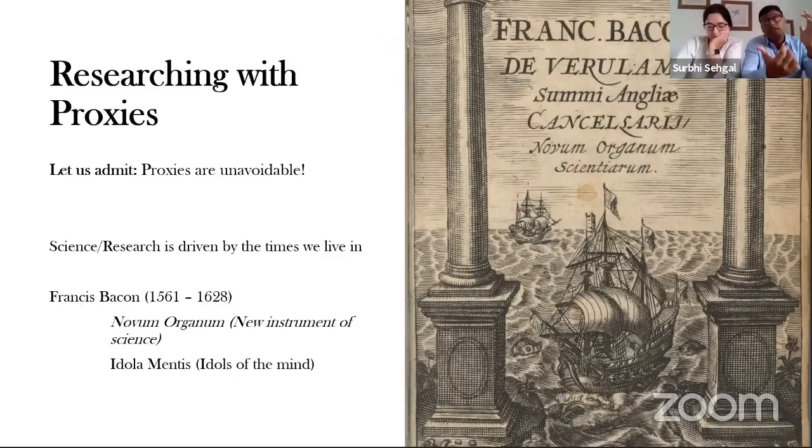Something that Surbi alluded to already is that research is shaped by the times that we live in. In fact, the whole discussion about categories alluded to that. I just wanted to make a quick reference to something Francis Bacon said in the 16th century in Novum Organum, which translates to New Instruments of Science. He talks about what he calls idola mentis, idols of mind, and he identified different idols of mind.